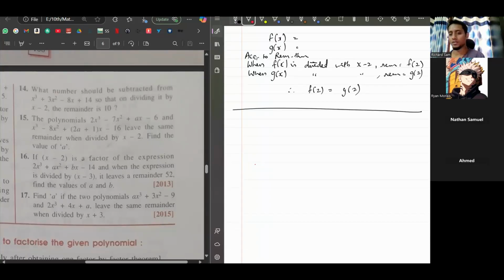You have tried this, okay? Whenever you're doing the sum, according to remainder theorem, when f of x is divided with this, the remainder is this.